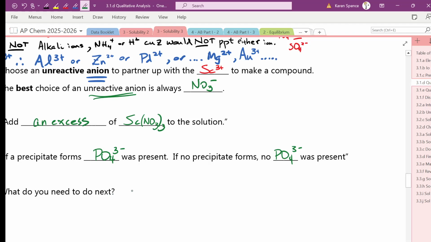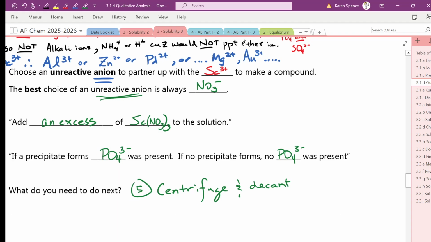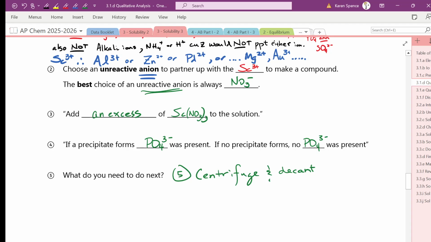We need to centrifuge and decant. So step number 5, centrifuge and decant, or filter. I always liked centrifuge and decant, and I don't know why. Usually I'm all about writing the shorter option, but I like centrifuge and decant. I think it's because in a real practical situation, you would probably want to centrifuge and decant, because filtering takes forever, and a lot of the liquid gets stuck in the filter paper and just evaporates, and so some of the other ions are stuck in there. So you'd have to have a fairly large volume to do filtration. All right, and now I would like you guys to try and figure out what your next step is.